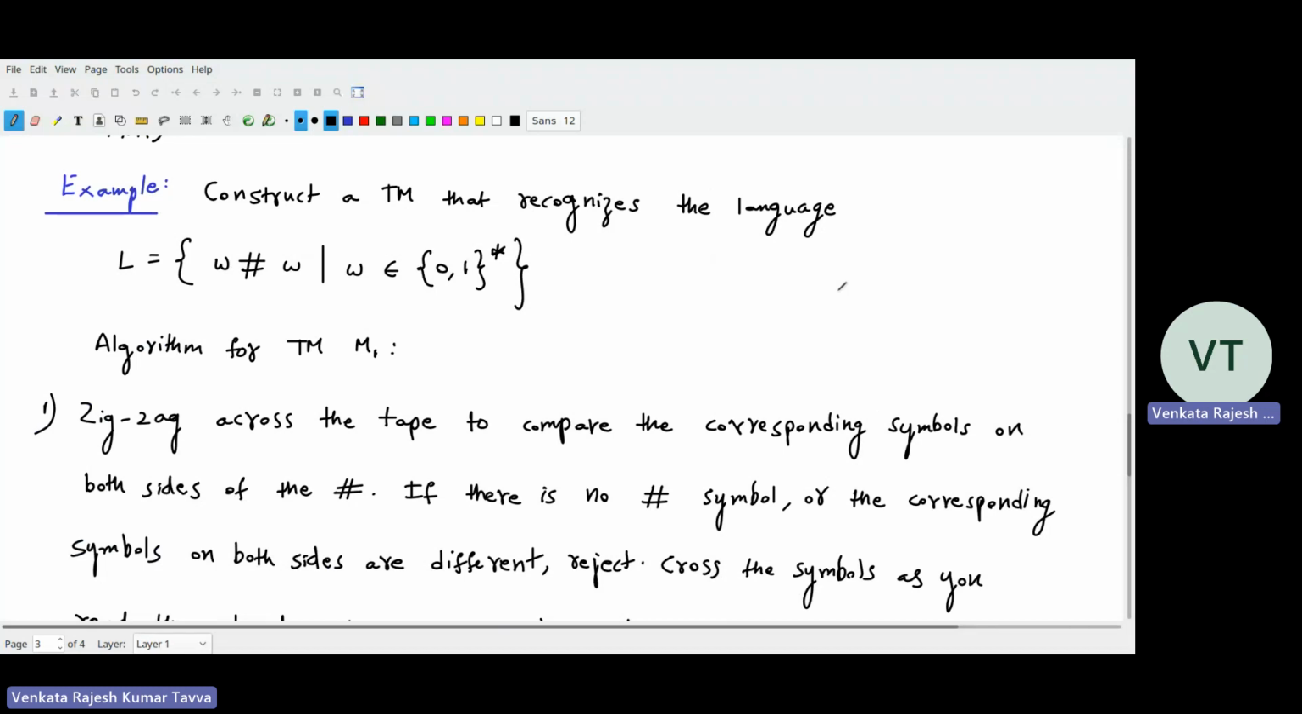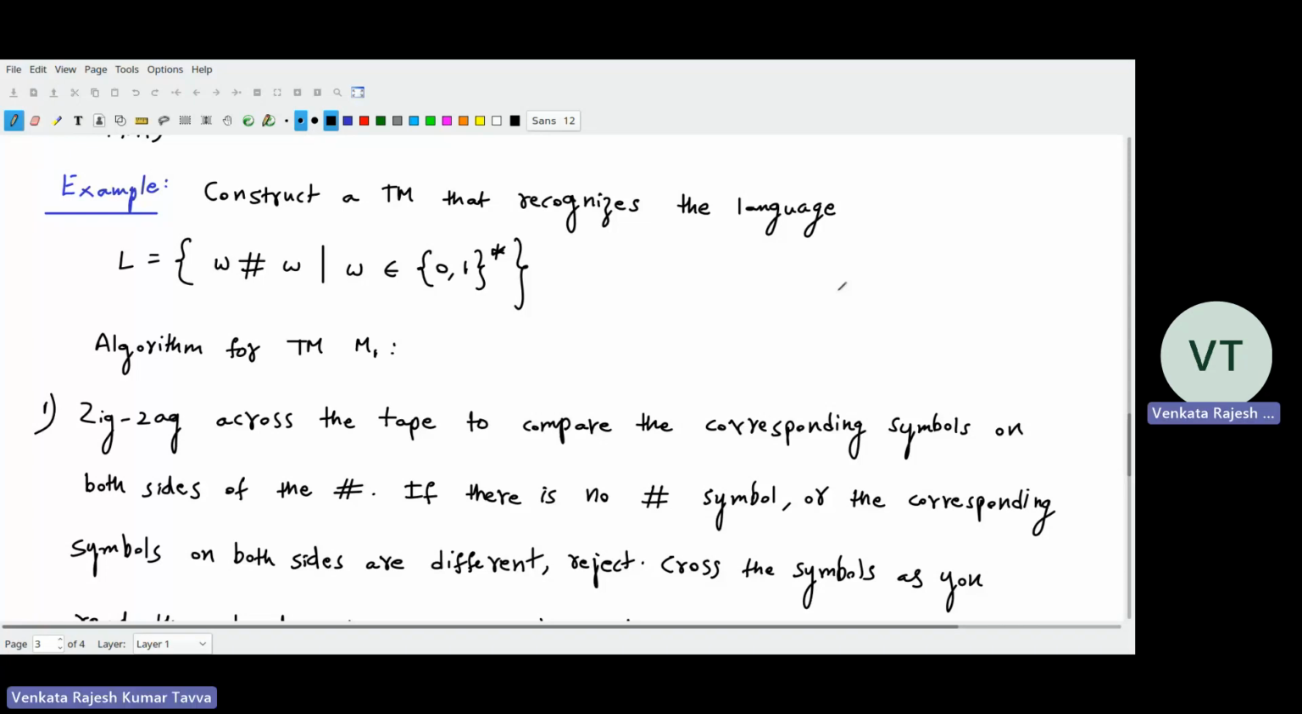Basically, every symbol you read, you cross it and move to the other half. In the other half, you move only up to the last cross. You need not go through all the cross symbols. Whenever you hit the first cross symbol, stop there and move right, if you are in the left half. If you are in the right half, pass through all the cross symbols until you see the first uncrossed symbol, and compare it with the previous symbol.